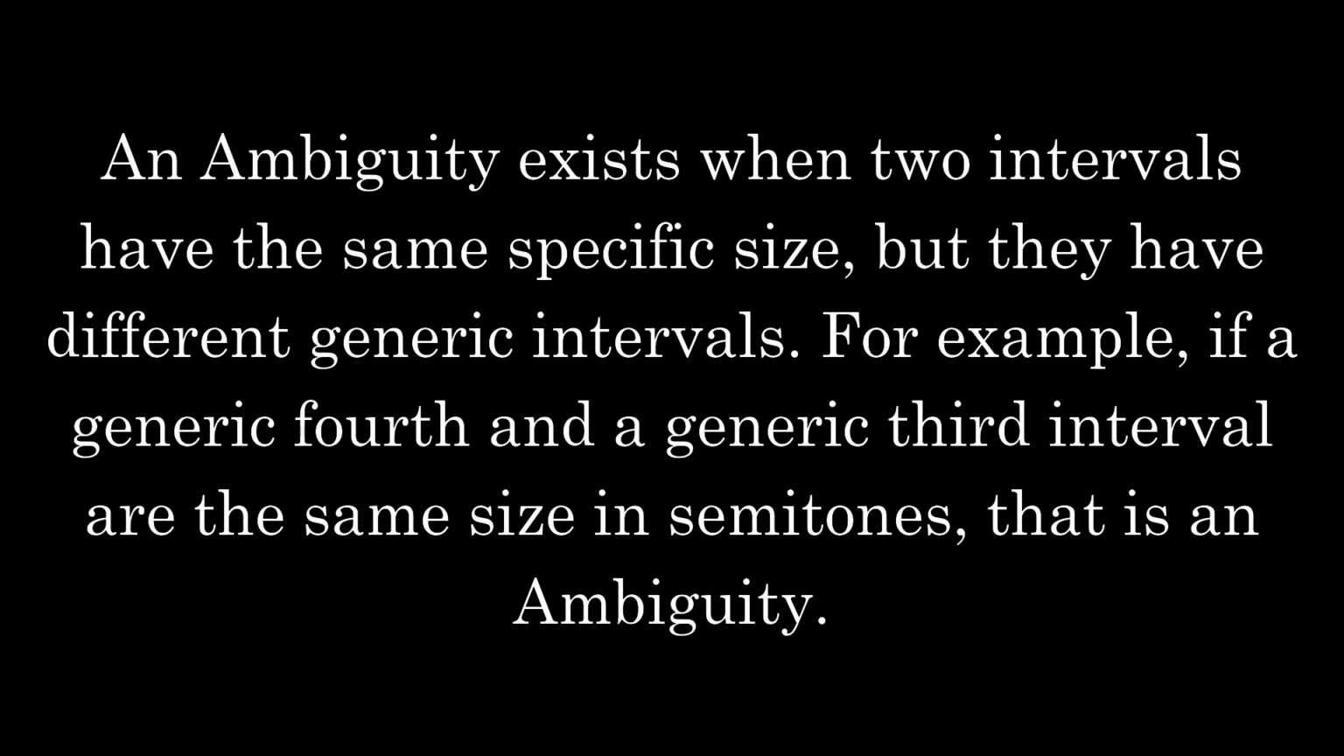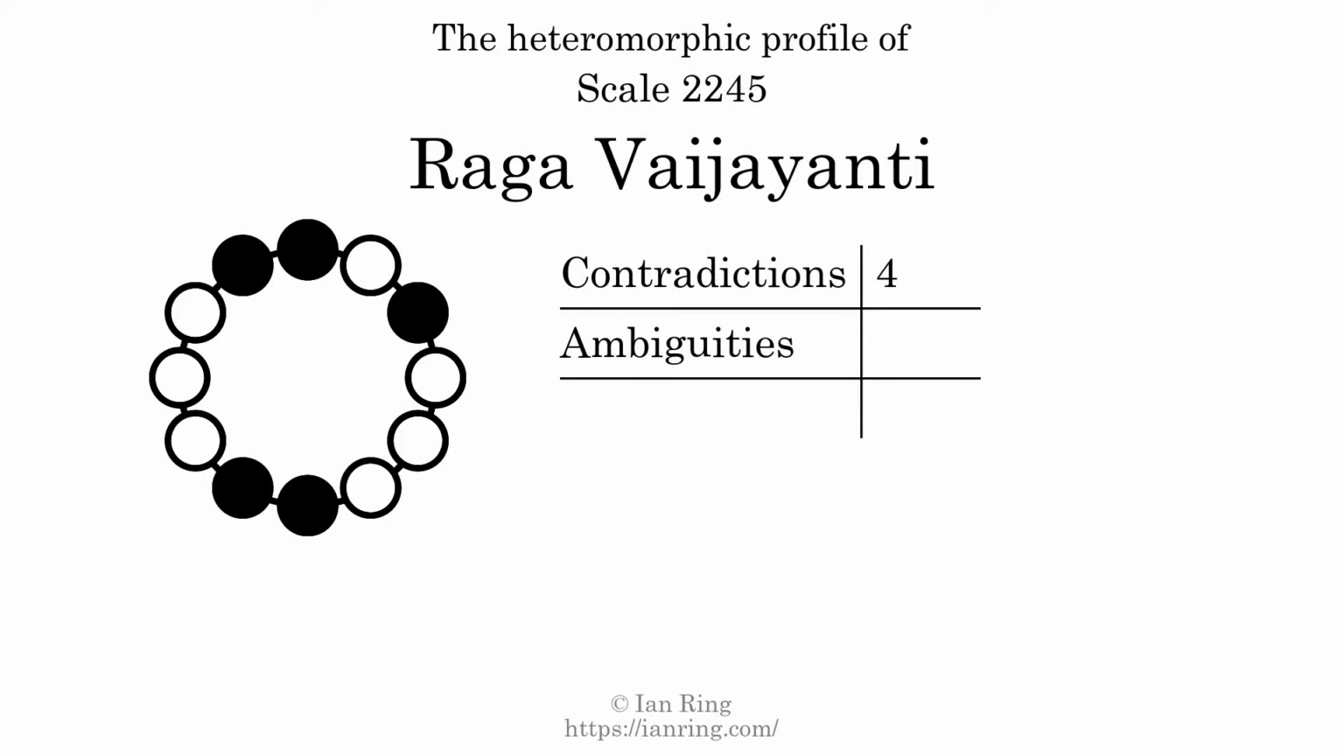An ambiguity exists when 2 intervals have the same specific size, but they have different generic intervals. For example, if a generic fourth and a generic third interval are the same size in semitones, that is an ambiguity. The number of ambiguities in this scale is 1.